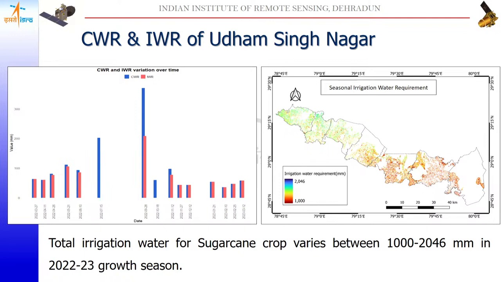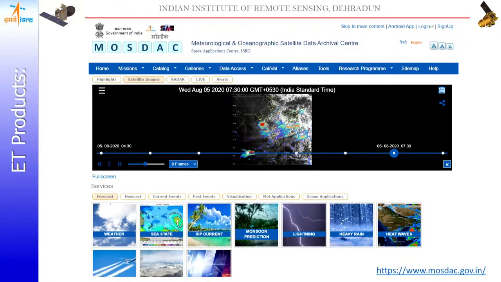Here we also used in-situ observed rainfall data sets with integration and computation of irrigation water requirement, and with integration of crop water requirement, as I earlier discussed in my previous slide, with integration of the effective precipitation using the effective precipitation formula. We finally compute the seasonal irrigation water requirement for the particular area over the entire study period. In this 22-23 growing season, the total irrigation water requirement for the sugarcane crop varies from 1000 to 2046 mm.